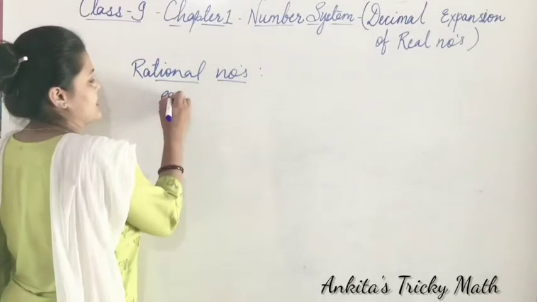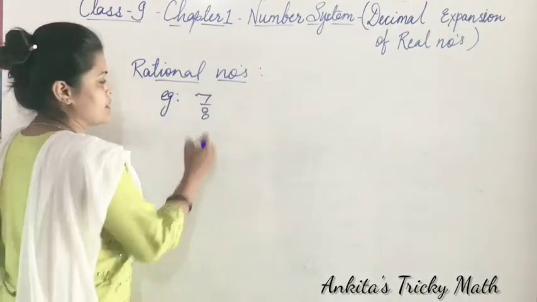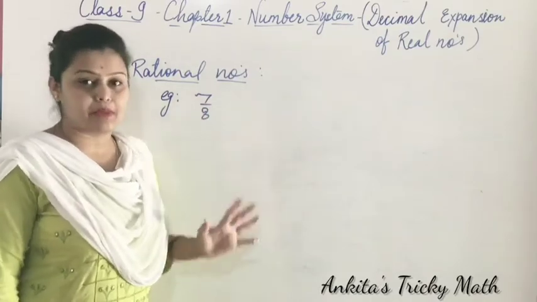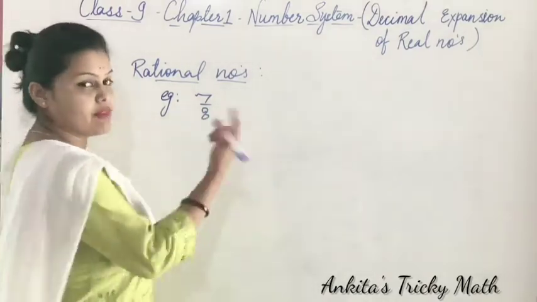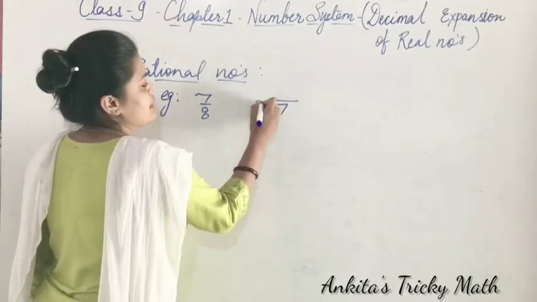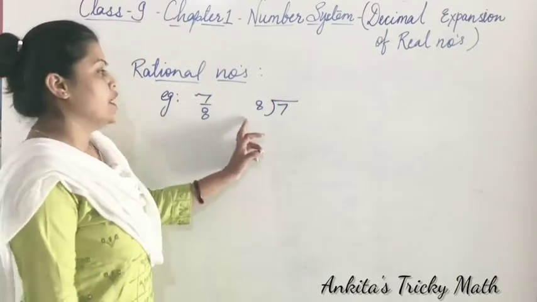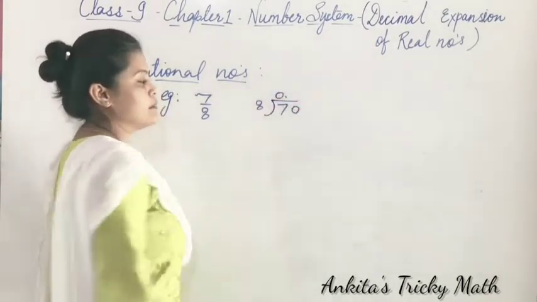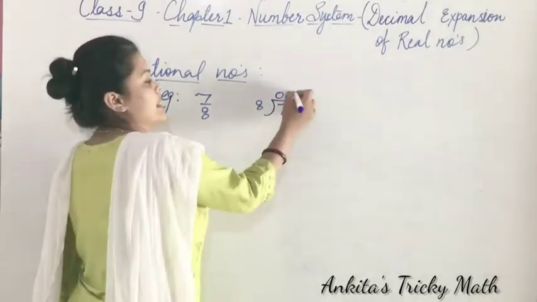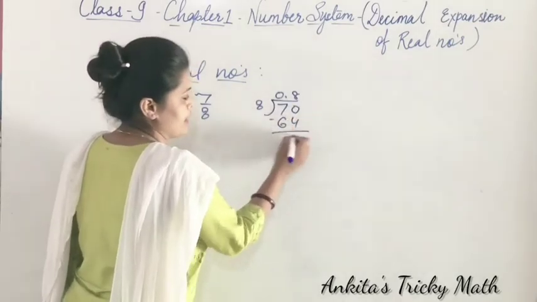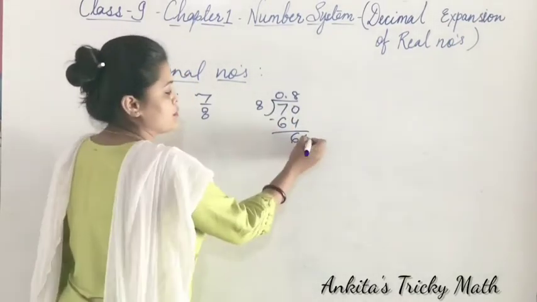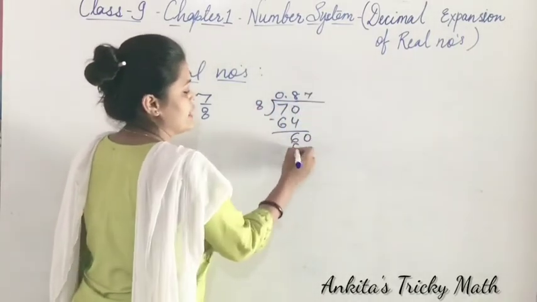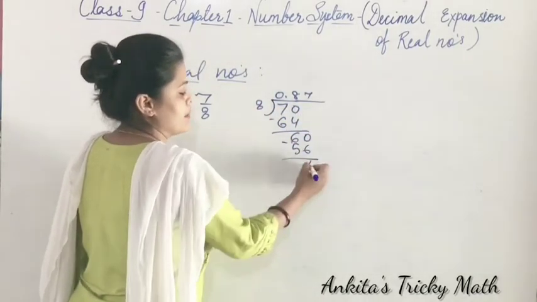Let's take an example, 7 by 8. This is a rational number and we have to convert it into decimal. We have to see its decimal expansion. We will divide 7 by 8. 8 cannot divide 7, so we put a decimal and 1 0. Now 8 8s are 64, remainder is 6. We put one more 0. Now 8 7s are 56. Here the remainder is 4.